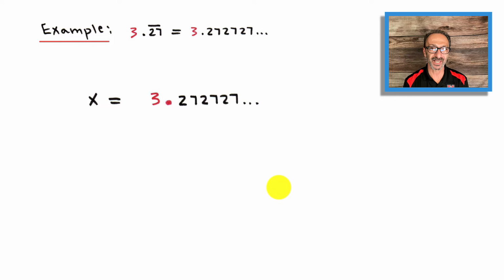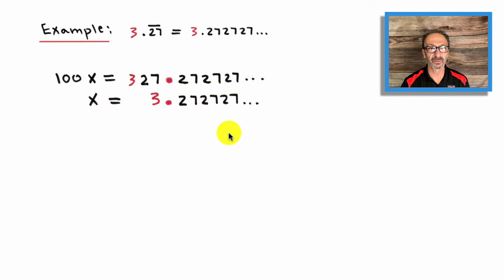amount to be cancelled. So, if we call this x, 3.27, 27, 27, meaning 27 repeating, and multiply by 100 because I have two digits, I notice that the decimal point, if you multiply this by 100, goes right here. It moves to the right two places. So what comes after the decimal is also 27, 27, 27. And that will help focus here and cancel.